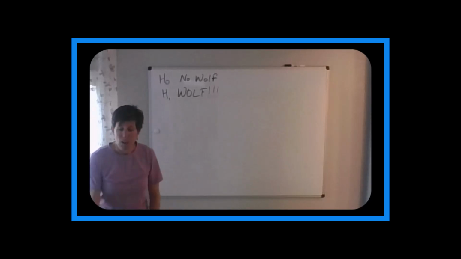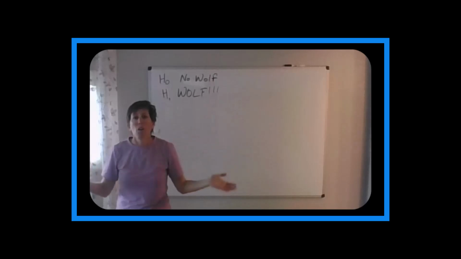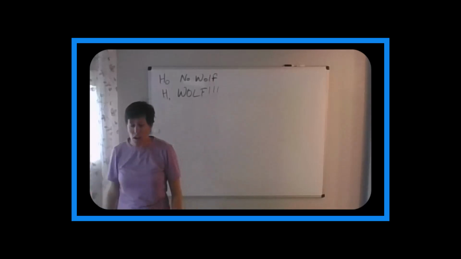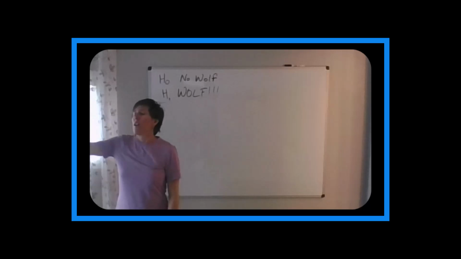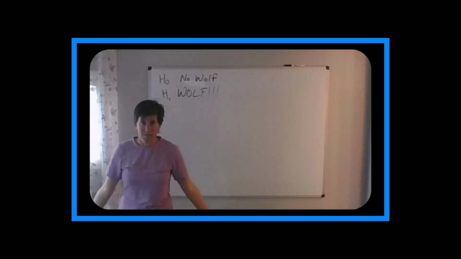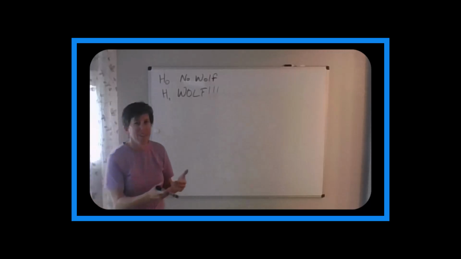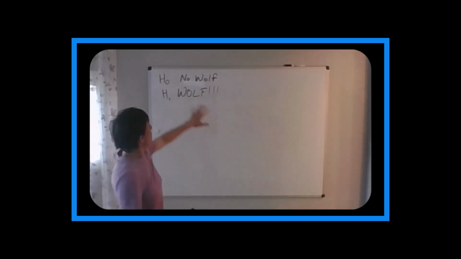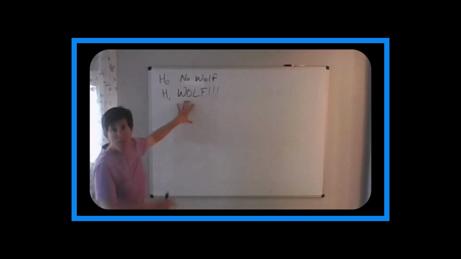At the end of the week, he's out in the woods and there's a wolf. "Wolf, wolf, help, help." Nobody comes. They're all drinking their coffee, sitting on the porch saying, "Not again." And the boy dies. I'm going to use this simple story to help explain complicated concepts of statistics. So we're going to start with a hypothesis of the presence of wolves in this community.